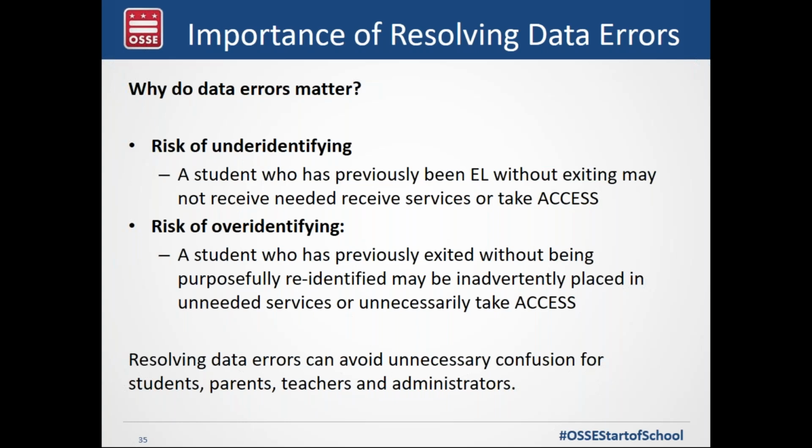And there's also the risk of over-identifying. A student might have previously exited or scored proficient on a screener and never been entered. And so you want to make sure that we have the right information on our students so that we can appropriately serve them. We have multiple ways of resolving data errors. Most of the time that's through OST tickets, and I would also recommend you talk with your LEA data managers if they are seeing those unified data errors.